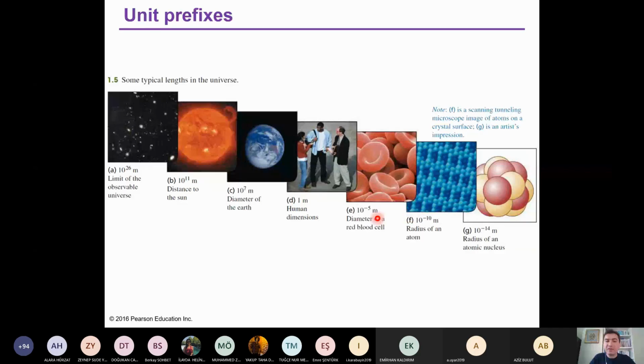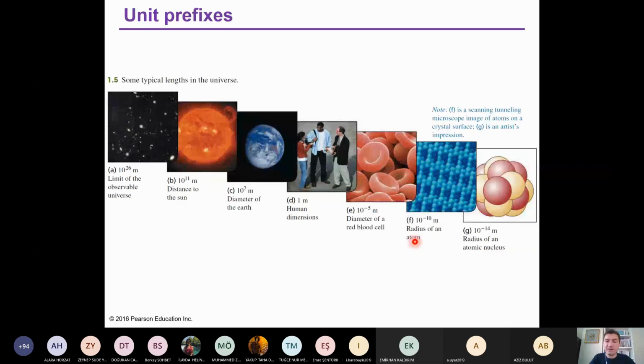And if you go further, we have 10 to minus 10 meter. This is almost 1 angstrom, okay? Smaller than 1 nanometer. 1 nanometer is 10 to minus 9 meter. 10 to minus 10 meter is 1 angstrom. This is more or less radius of an atom, okay? 1 angstrom, 2 angstrom, 2.5 angstrom. This is the radius of an atom.